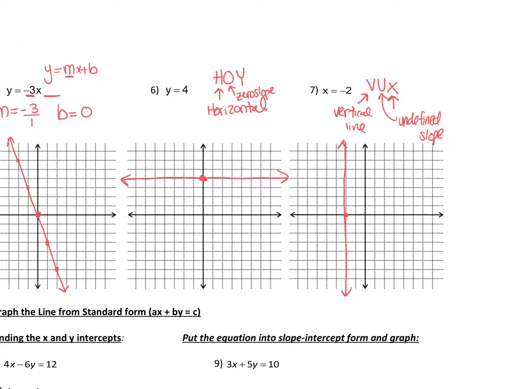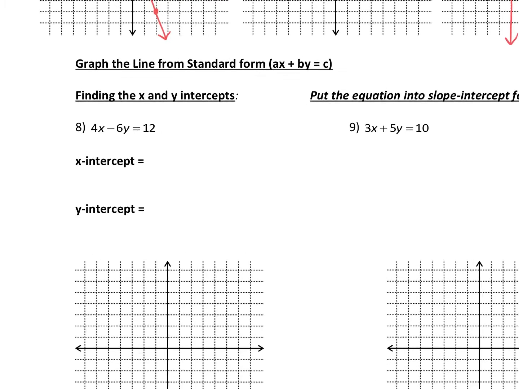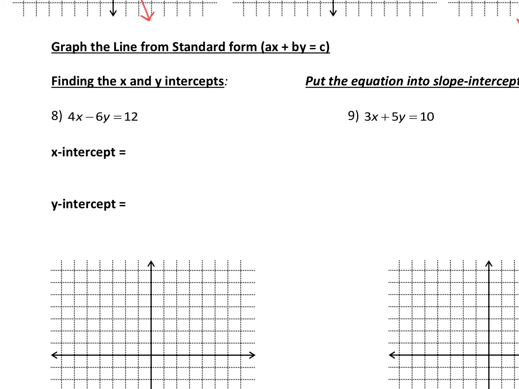All right, let's look at a form that's not y equals mx plus b. We're going to look at standard form. Standard form is when we have ax plus by equals c. One of the ways we can graph standard form is by finding the x and y intercepts, so we're going to go over that first.